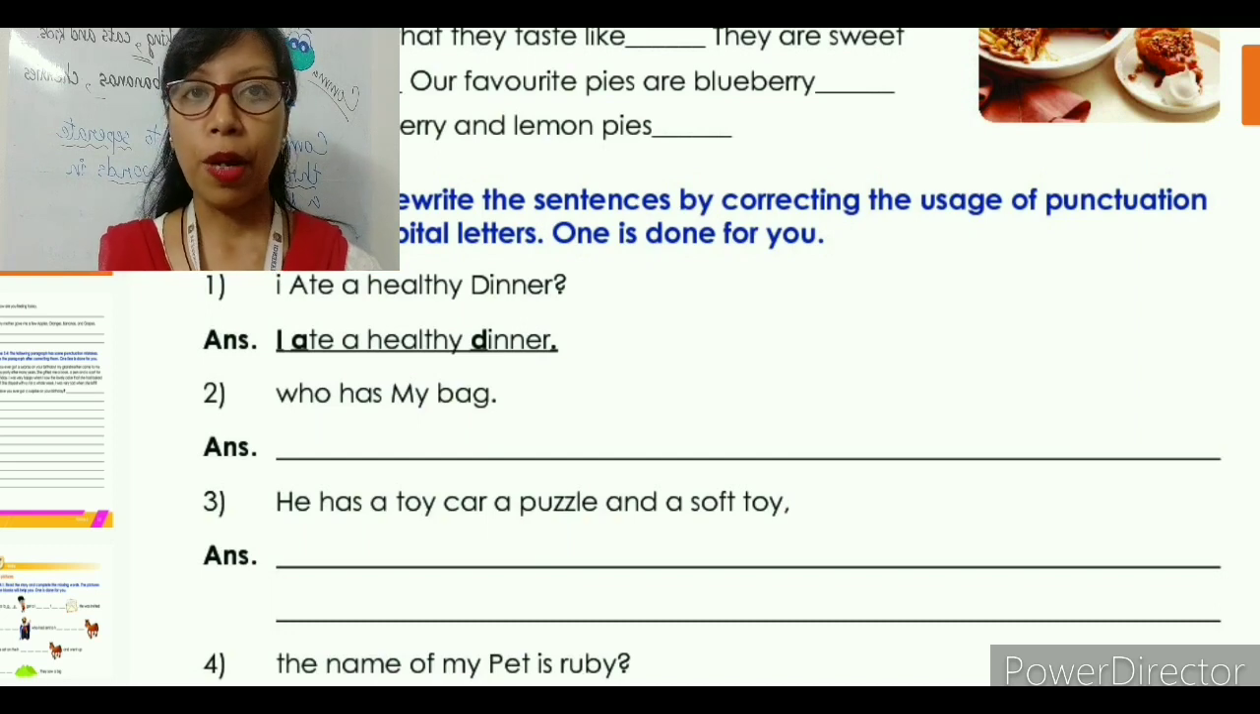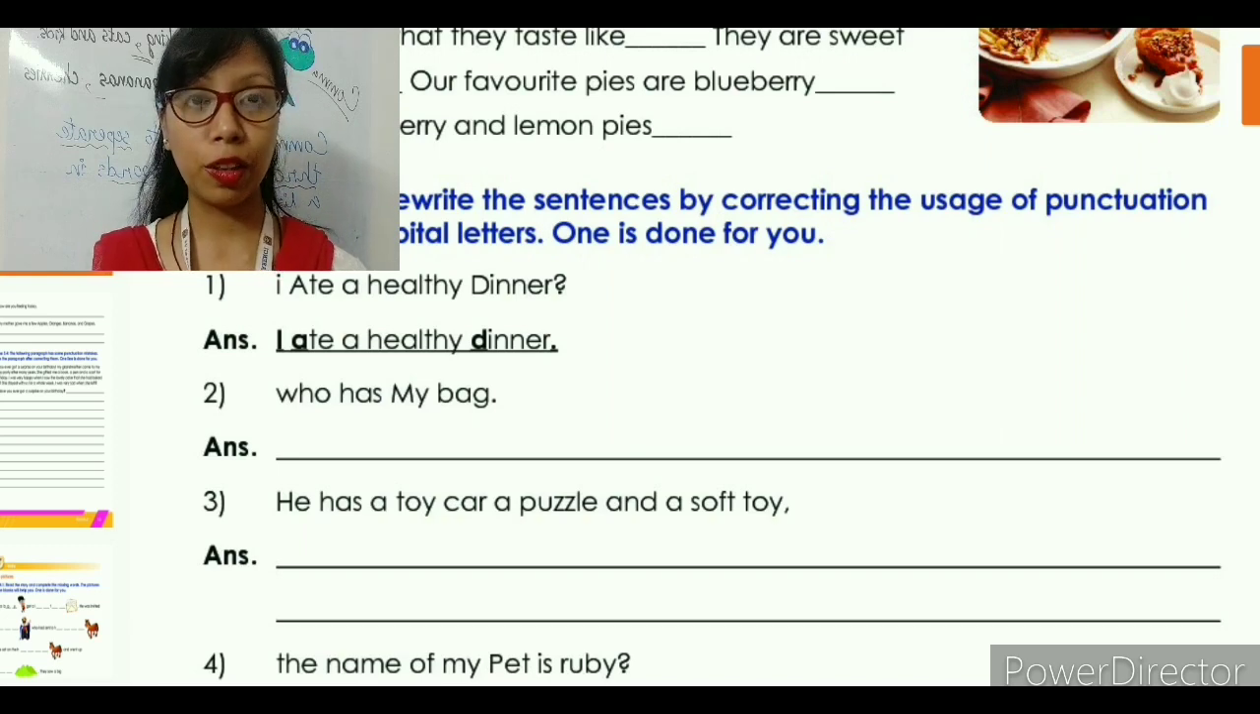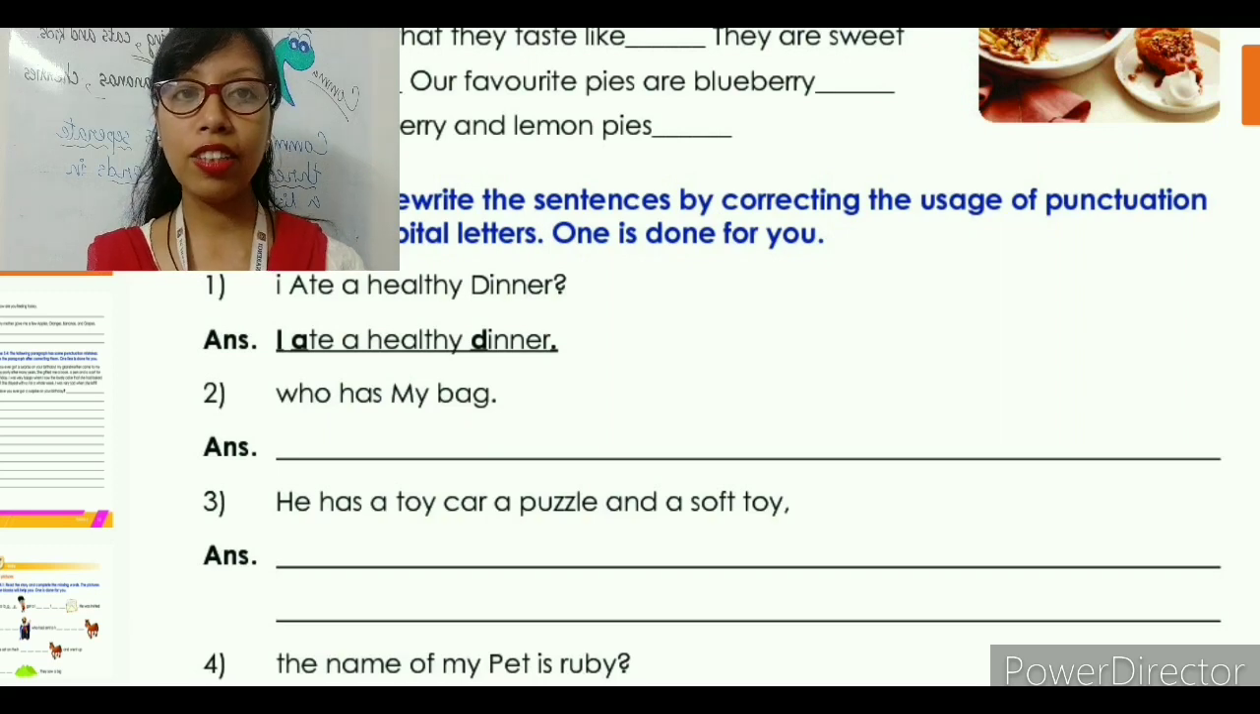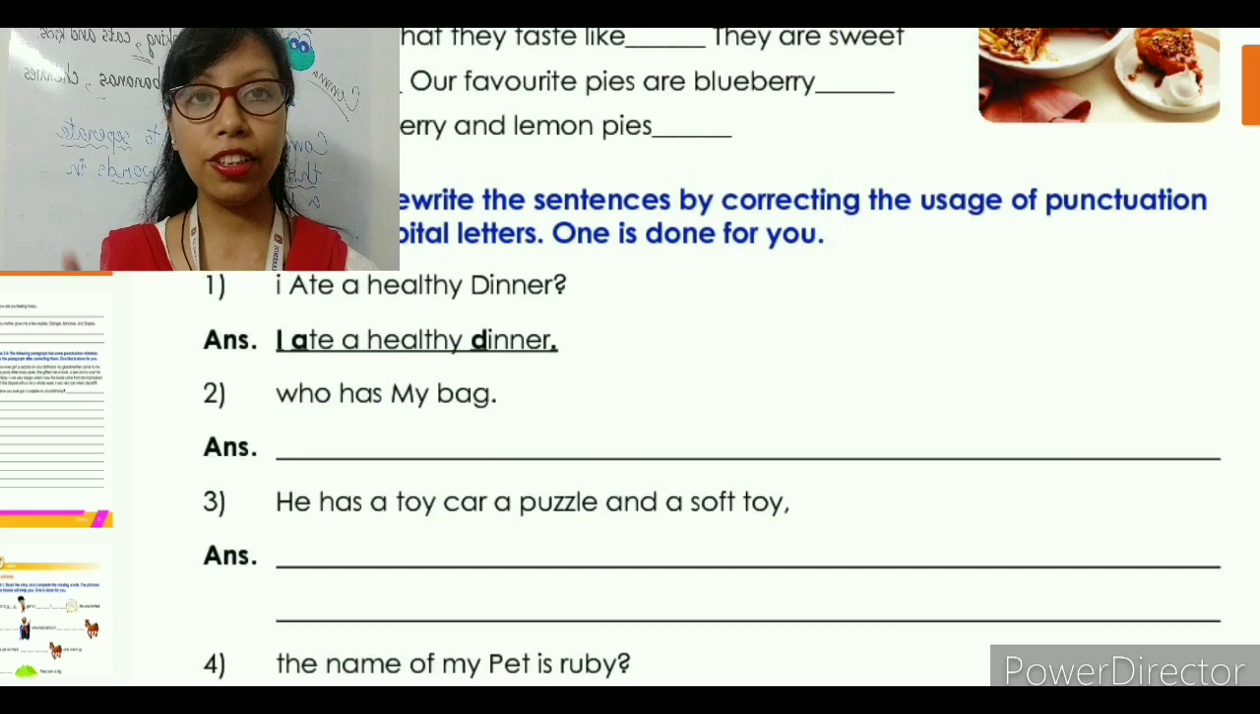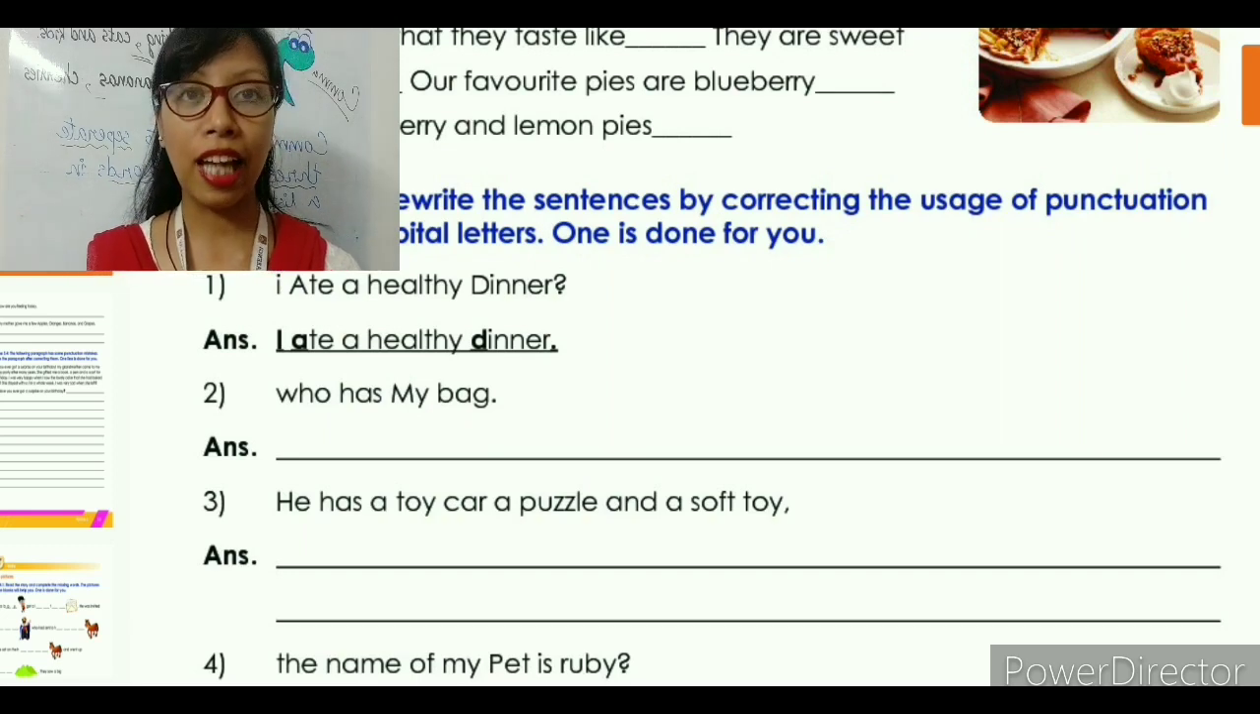There is a full stop. Now, is this a question or a statement? What do you think? Who has my bag? So it is a question, right? So at the end of the sentence, there will be a question mark, okay? And the initial, the first letter, the starting of the first sentence is always capital.